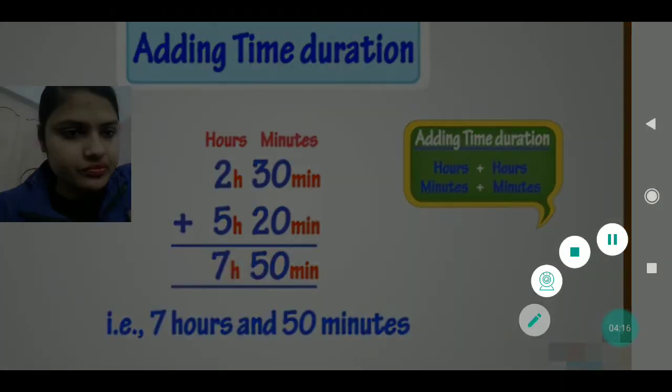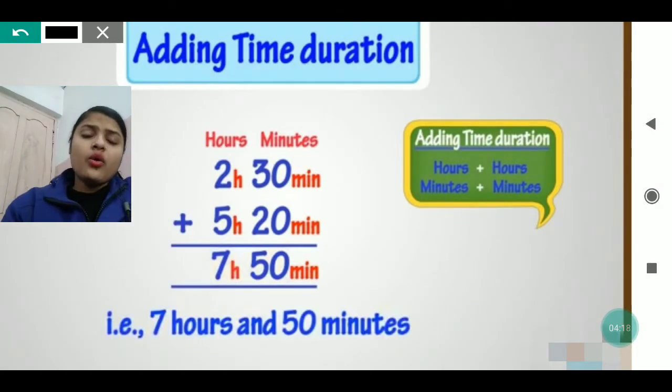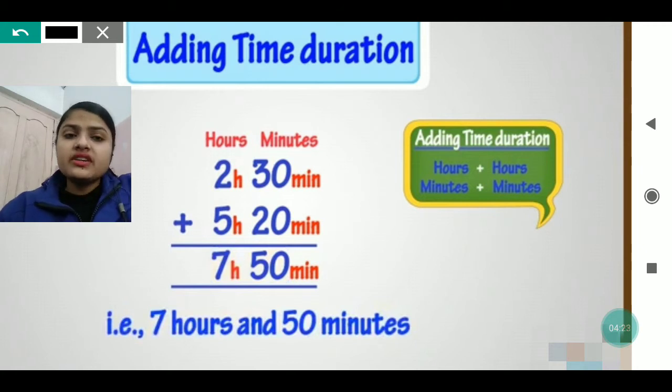See, in this question you can see one side you will write hour and one side you will write minute. 2 is written in hour, so 2 you will write just below hour. 30 is given in minutes, so you will write 30 just below minute.